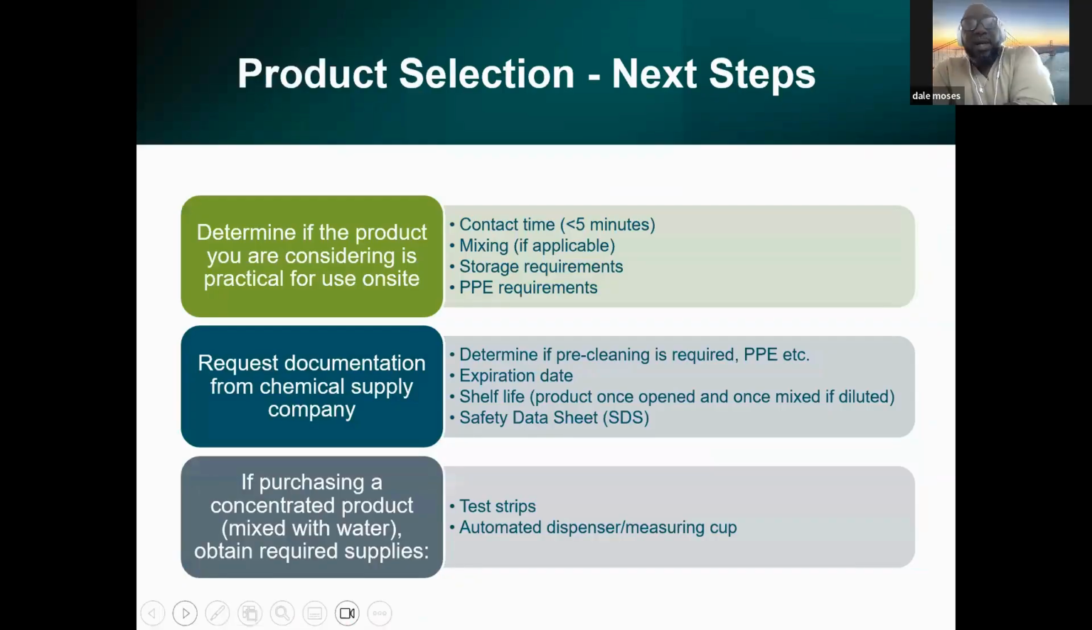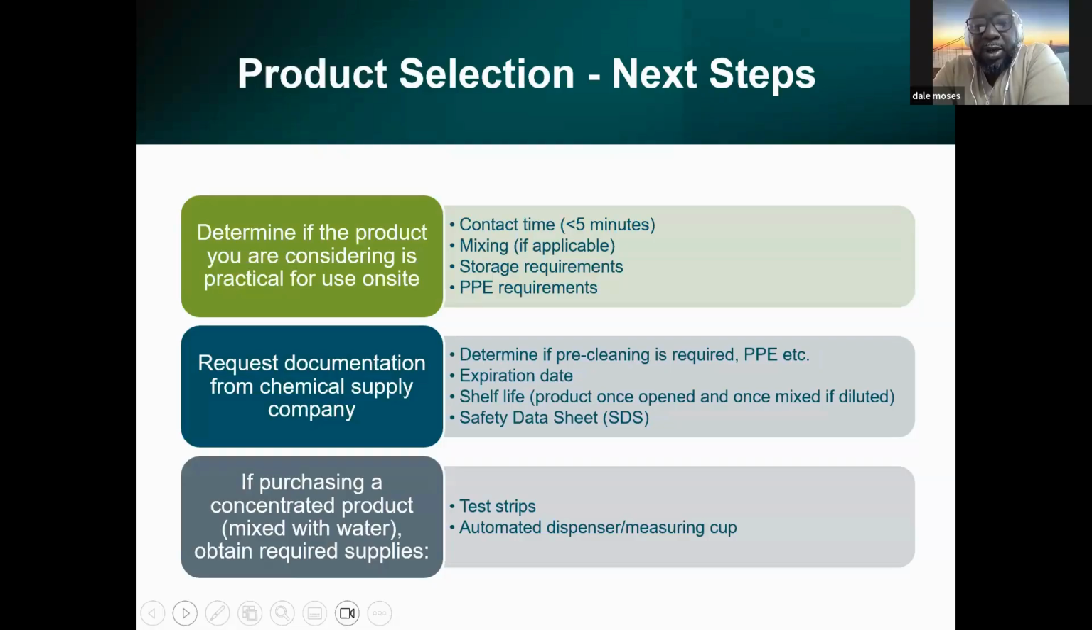So again, product selection, just in terms of next steps here: contact times, mixing, whether or not it's being mixed, if it's applicable for mixing. A lot of times you have to ensure that the mixing criteria is met for the disinfectant to be mixed properly. So always follow manufacturer's directions. And again, as I talked about, PPE requirements have to be looked at as well.